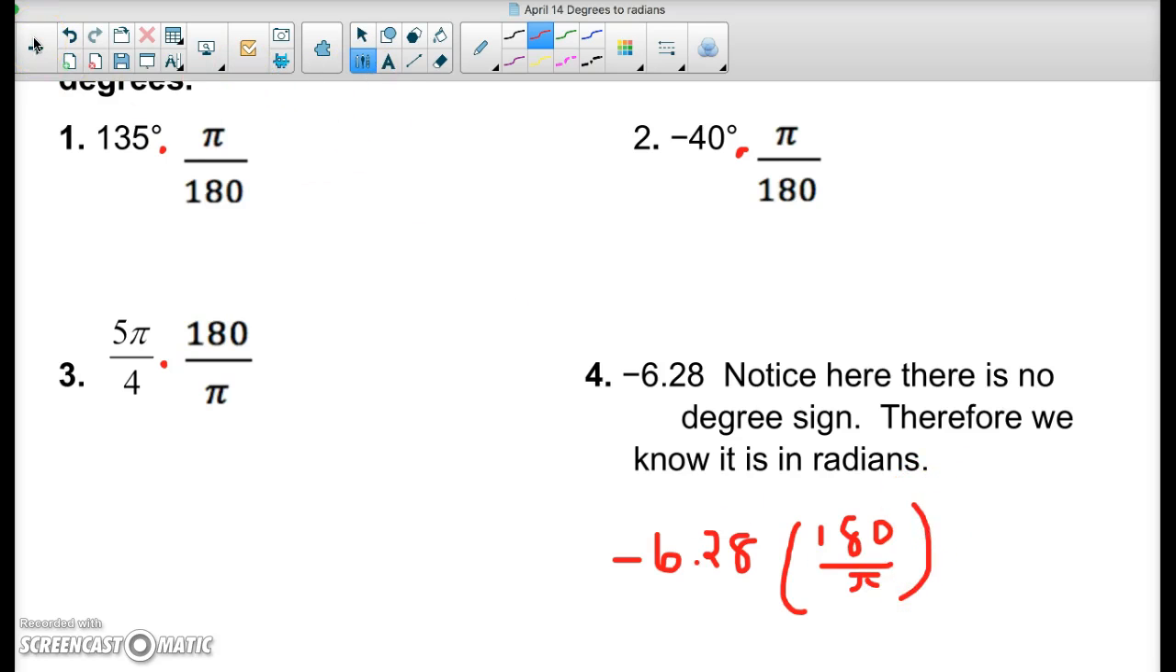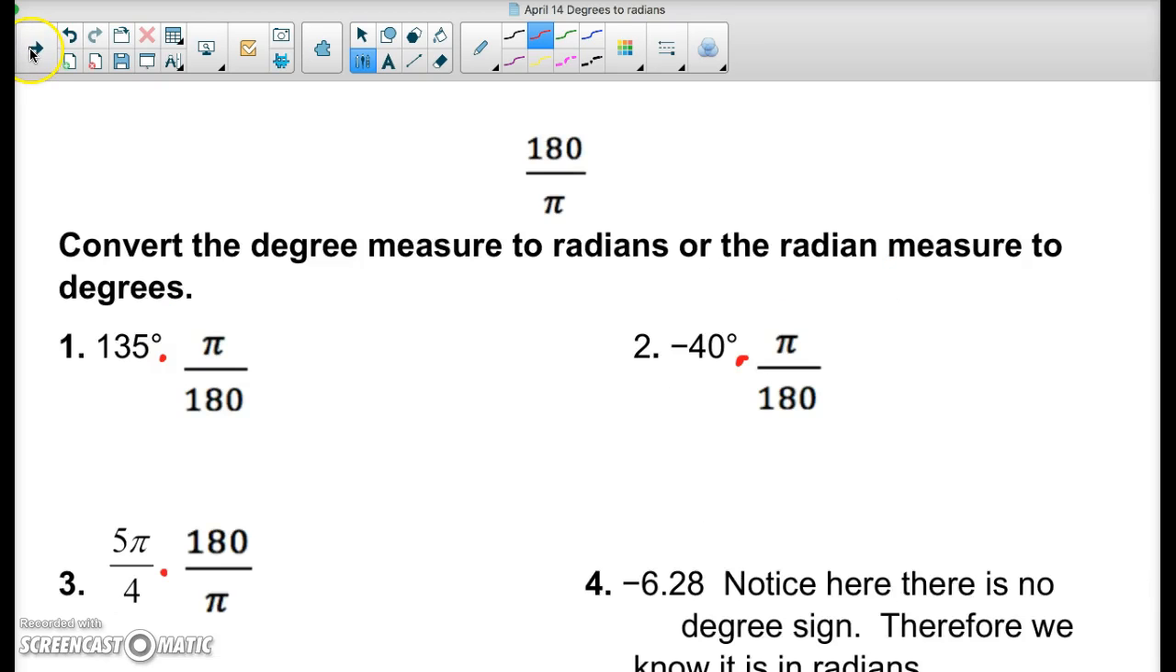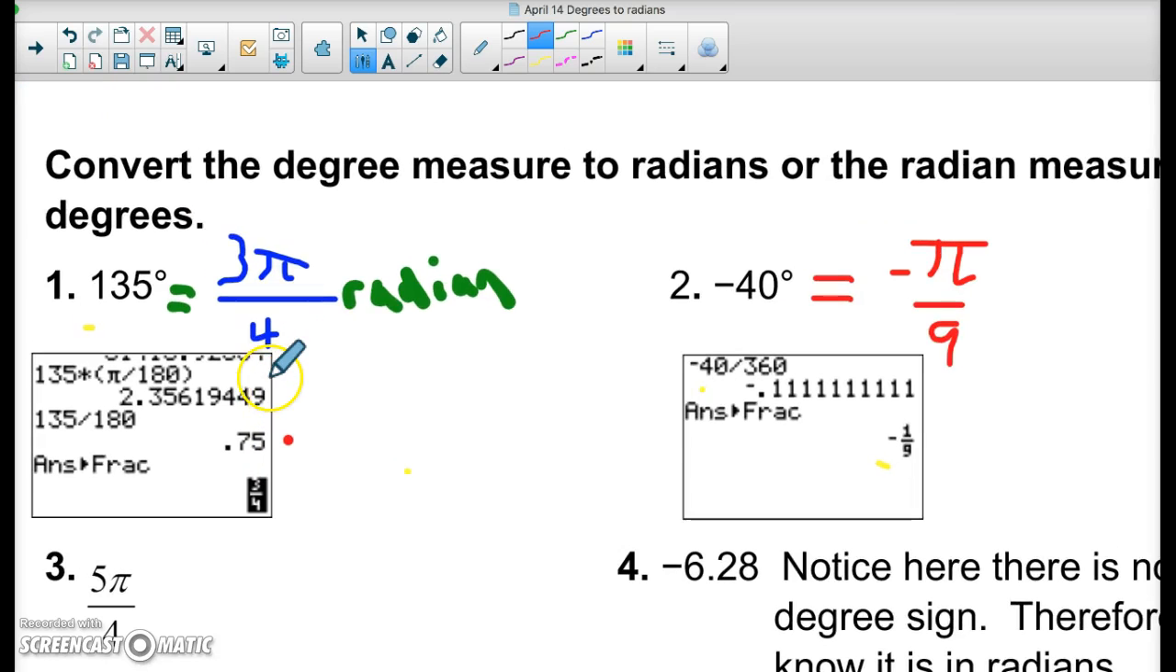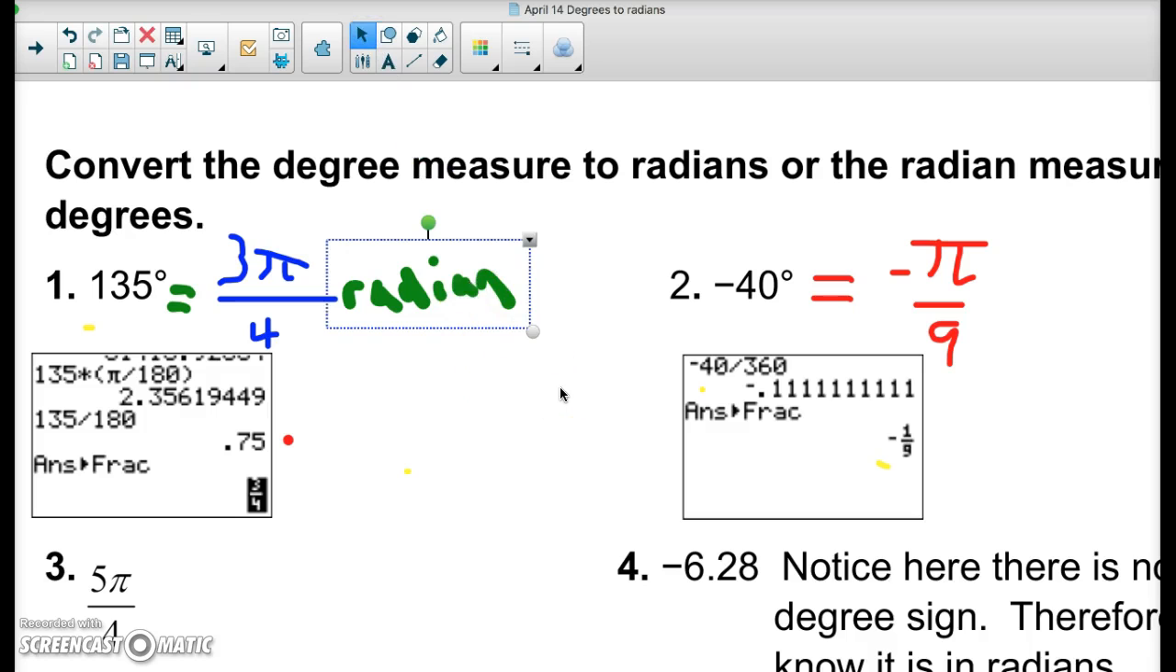At this point, I want you to pause, write this down, and think about it. Okay? All right. I'm going to show you how I did it on the calculator. First, I did it without regard to having it as a fraction, and I didn't really want to write it that way. So instead, I just did 135 divided by 180, which is 0.75. As a fraction, that's 3/4. So my final answer is 135 degrees is 3 over 4 times pi radians.